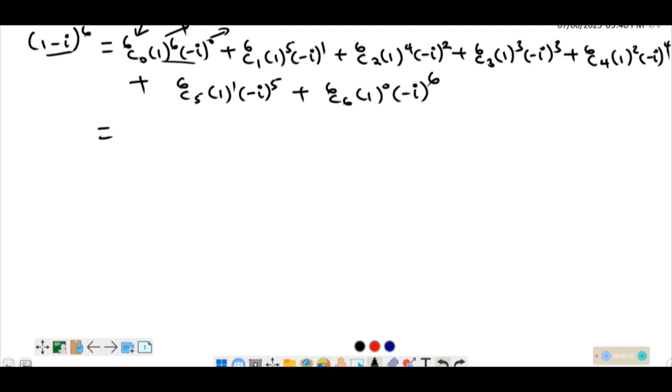Now we shall have 6 combination 0 is 1, so 1 to the power 6 is 1. This one will give us 1. Plus 6 combination 1 is 6, negative i, so it remains negative i. 6 combination 2 is 15. Negative i squared will give us positive, but i squared is negative 1.